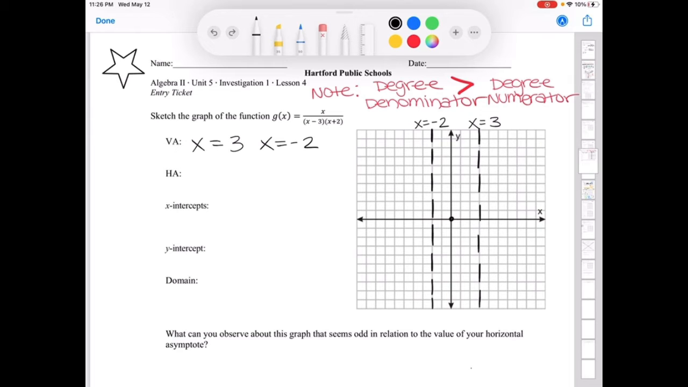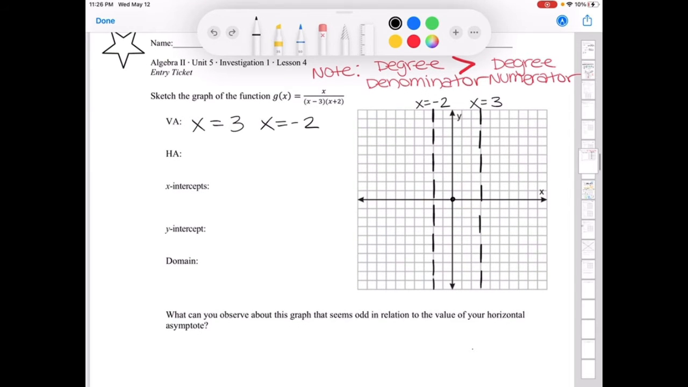Now, I'm going to jump down to my domain because now that I know my restrictions and I'm dealing with my x values, I'm going to deal with what my domain should be. So again, you need to have this in interval notation, and I'm going to account for any value that's not negative 2 and not 3. So here I have negative infinity to negative 2, union negative 2 to 3, union 3 to infinity.